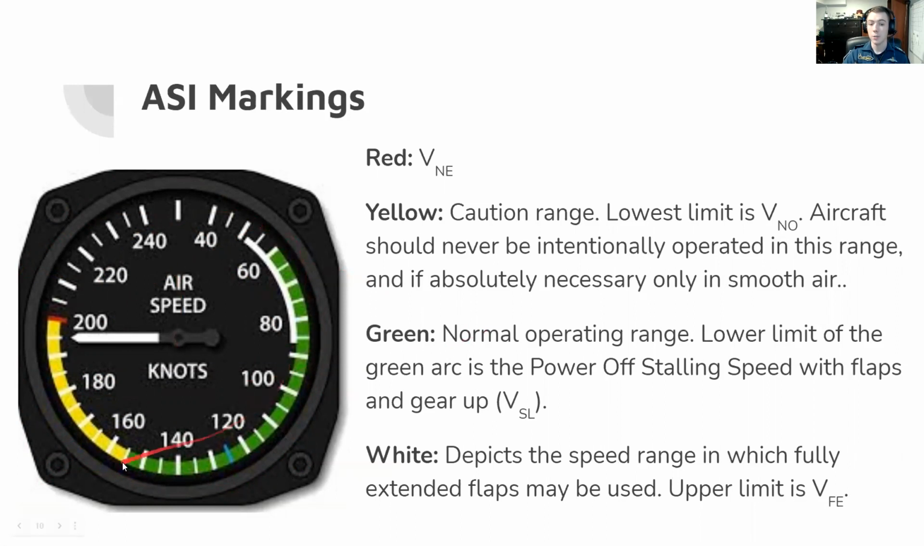The green is obviously the normal operating range. So here at the end of it is where the power off stall speed is. So you will stall no matter your angle of attack below this speed when your flaps and your gear are up. You can see there's this extension of the white arc though, and that's essentially the same thing as the end of the green arc, but with the flaps. So this is where you would stall with your flaps down. This is where you'd stall with the flaps up, and this whole range is what applies there.